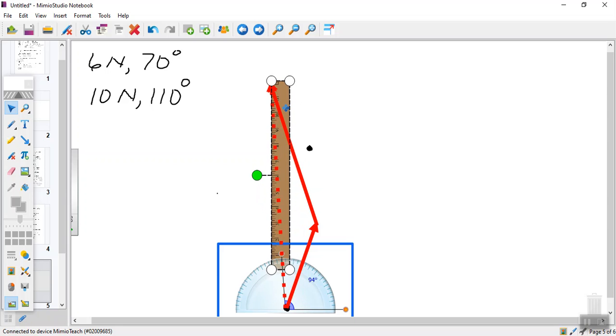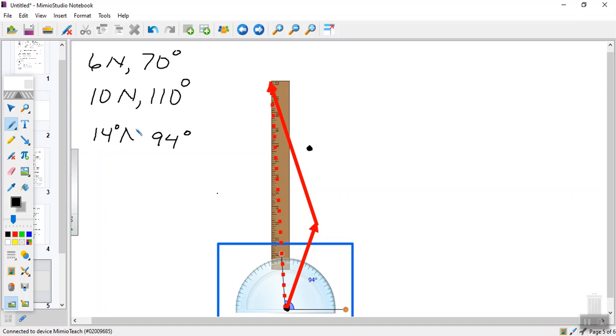11, 10, 2.5. I got about 14.5 measured there. Not perfectly, but about 14.5. So I'm going to write down what we measure. How many degrees did we get totally there? 94 degrees. And I got about 14.5. It's like 14.5 newtons acting at 94 degrees. Yeah. So let's talk about this.